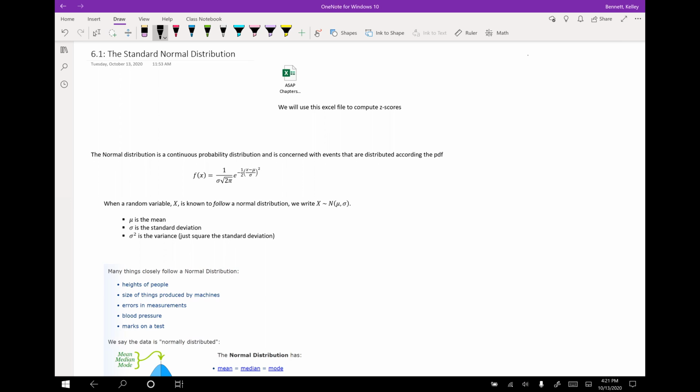We'll be covering the standard normal distribution today. I've created an Excel worksheet for us. However, I want to start the lecture off just kind of doing things manually.